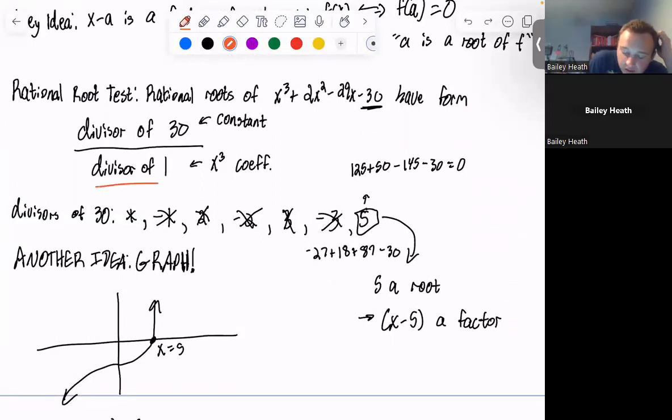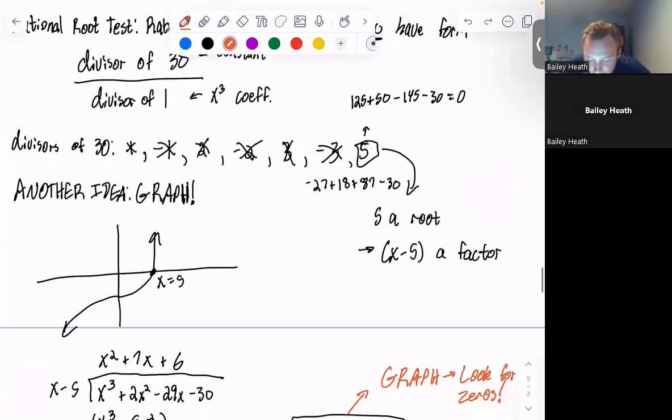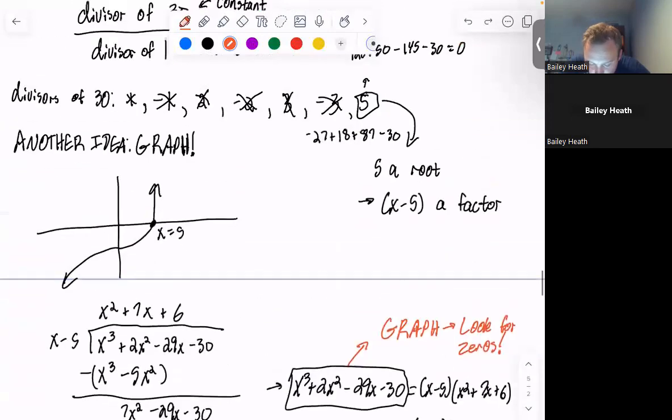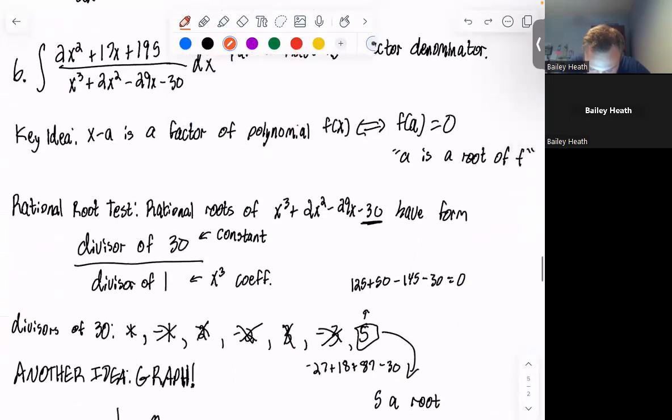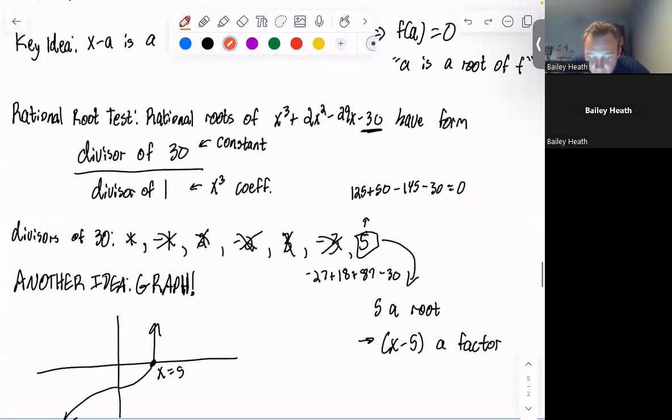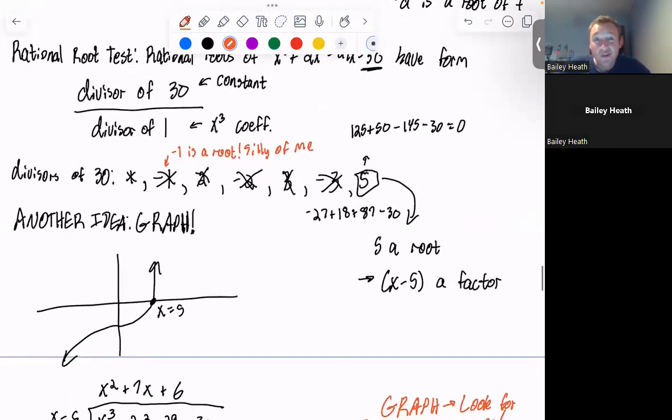Notice the divisors of 1 are just plus or minus 1, which is why I didn't have to worry about denominators up here. So what I did was I was checking for roots in this way, which we could have also done. Wait, I said that x equals -1 was not a root? Was that wrong? That must have been wrong. Oh, that was wrong. -1 was in fact a root. That was silly of me. Fortunately, we were able to recover. But anyways, you could graph, or you could use the rational root test to identify roots.